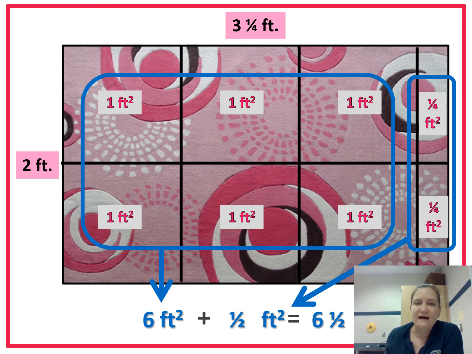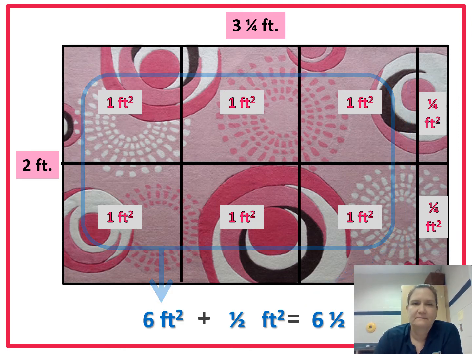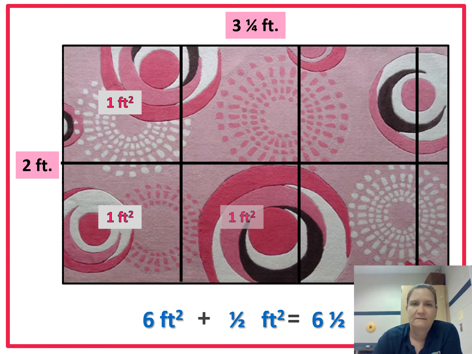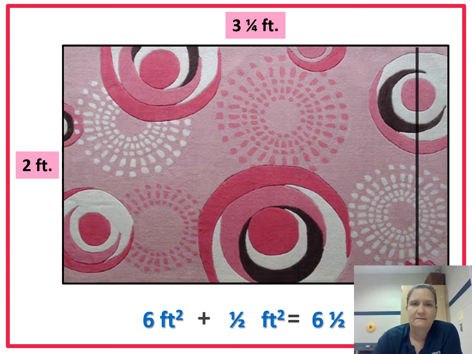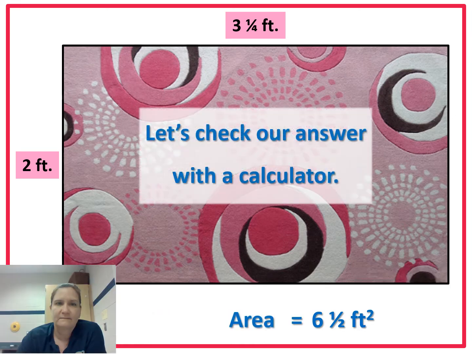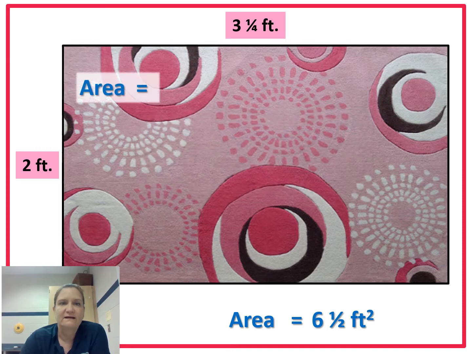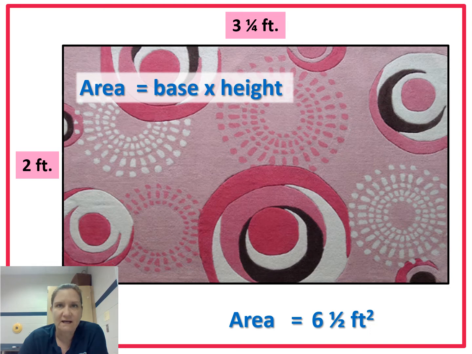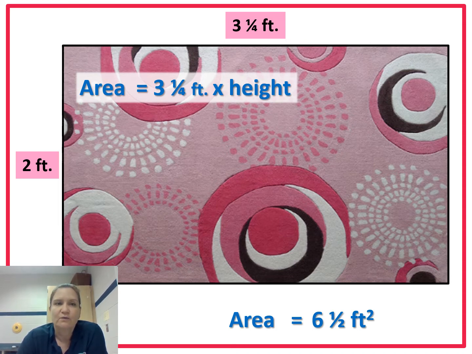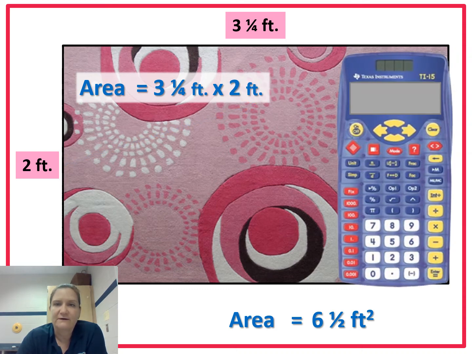Now let's try that with a calculator. Let's check our answer with a calculator. Area equals the base times the height, or length times width. So the base is 3 1/4 feet, times your height, which is 2 feet. So we're going to multiply that together using a calculator.